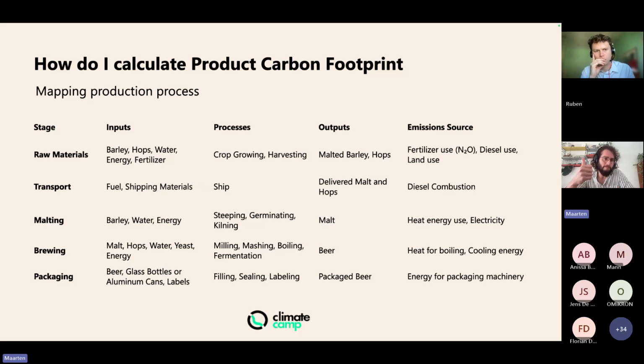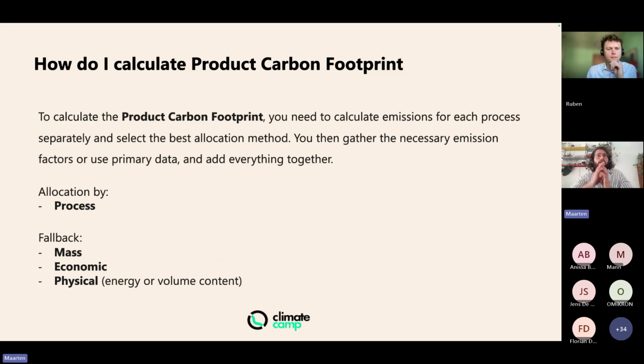Now you know the system boundaries, you know we do cradle to gate calculation to share PCF with our customer. You have an idea of the production steps and the different inputs and outputs, so you can allocate emission sources at the next step. Now, how do I calculate a product carbon footprint? To calculate it, you need to calculate emissions for each of these processes separately and select the best allocation methods. You then gather the necessary emission factors or use primary data, suppose that you have engaged with your suppliers, and then you add everything together.